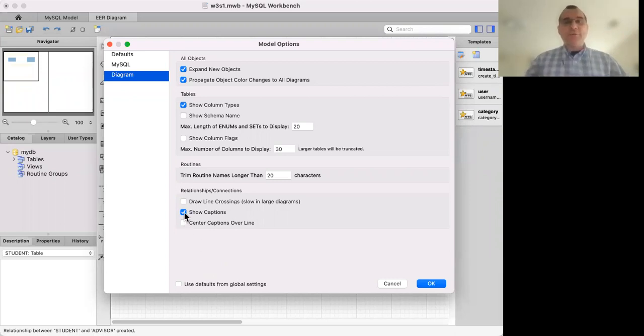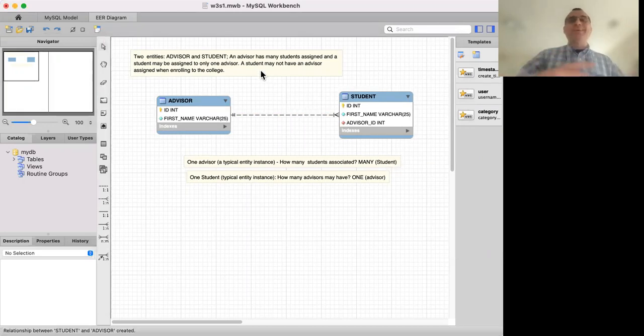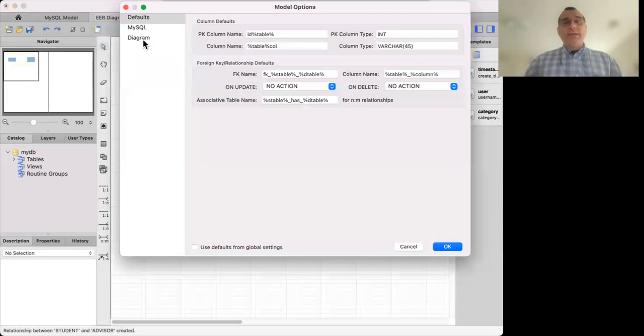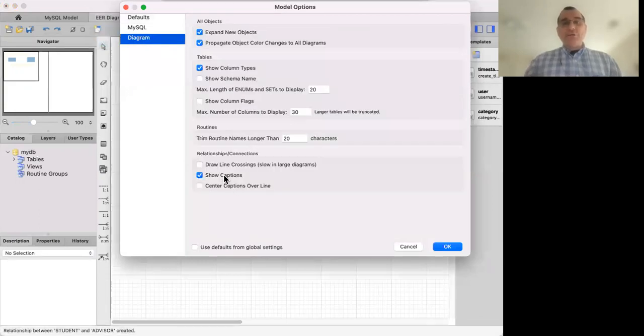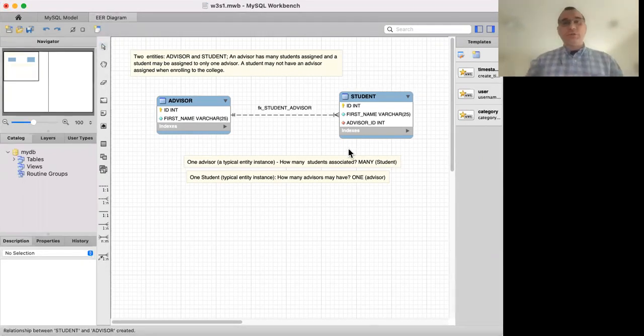So now what I will do, I will take them out. I have them, but I will take them out. And you see the name no longer appears on the relationship. And you will say, oh, how do I add the name? And some people will put a text there. No, don't do that. So again, you go in model, model options, then diagram, and then show captions. And those will put back the name associated with your relationship.